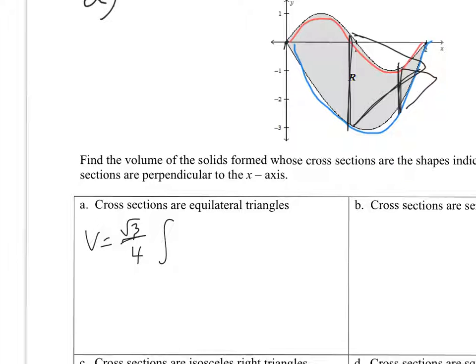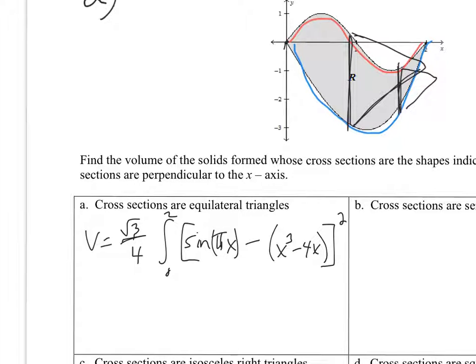So in my formula, we had developed that we had radical 3 over 4 times the integral from a to b, in this case that's 0 to 2, of f of x minus g of x, and we're going to go ahead and put in there that that's sine of pi x minus my function, be careful, use your parentheses here, x cubed minus 4x, and all of that, my f of x minus g of x, is squared. So there's my f of x, and there's my g of x that I'm subtracting.